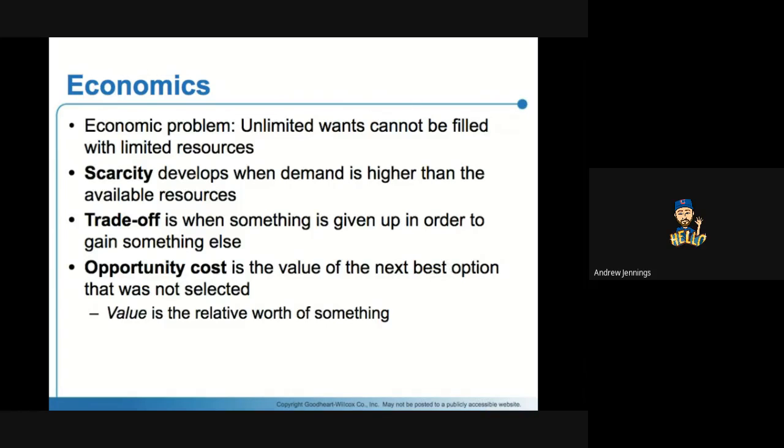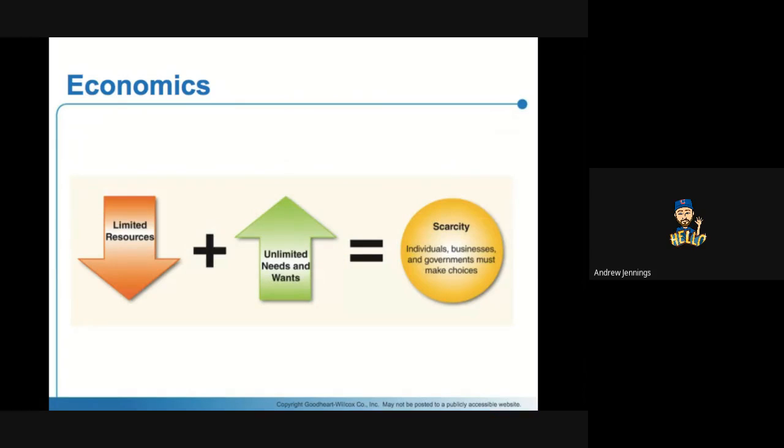Now, value is going to be relative to each person, okay? Basically meaning that it's going to be different for me than it is for you. I might value a good night's sleep more than I value staying up super late to study. But you might not value a good night's sleep. You might say, I can run on 4 hours of sleep. So it's going to be relative person to person.